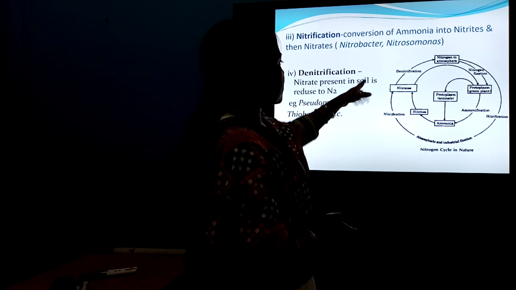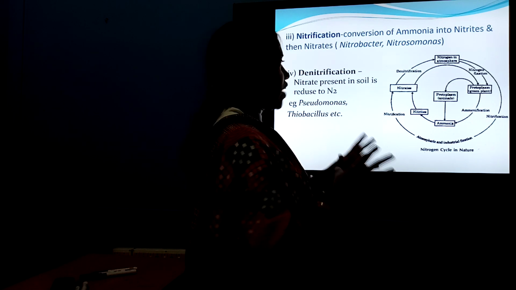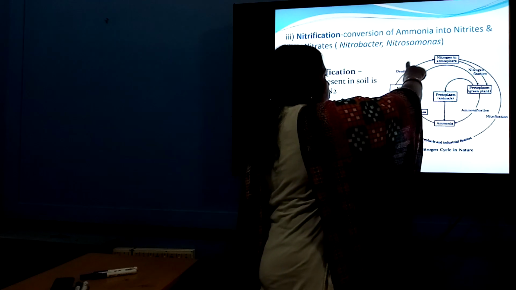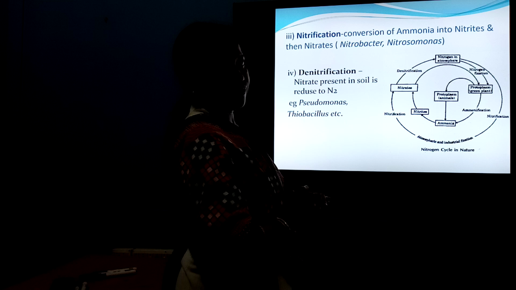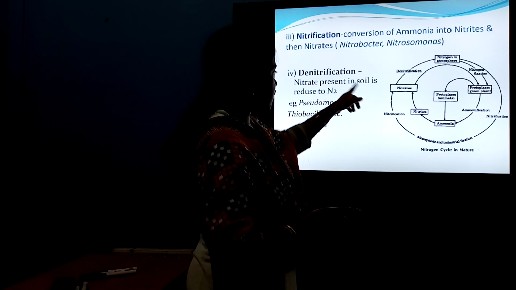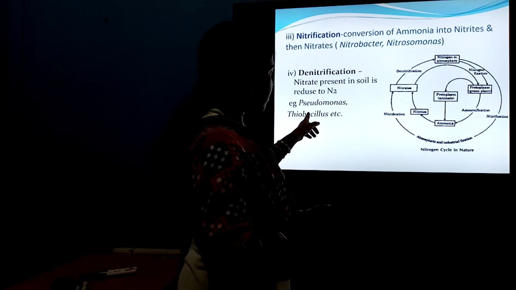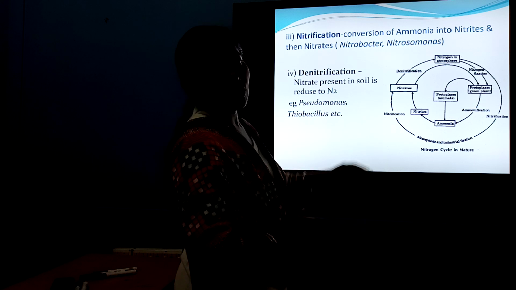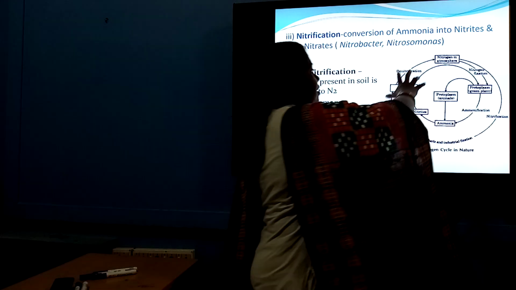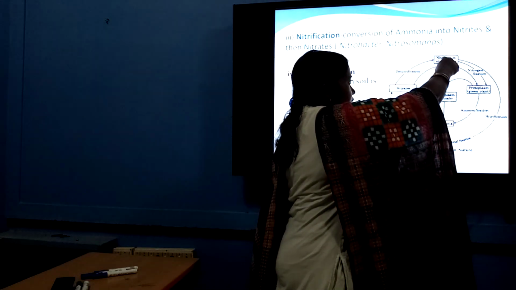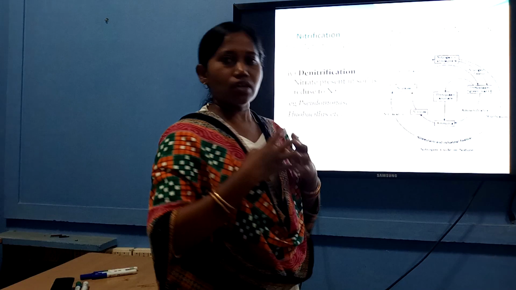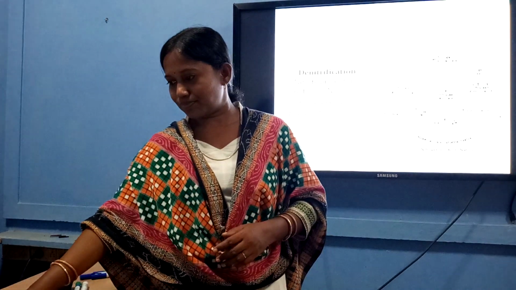The nitrate present in the soil is reduced to nitrogen, and that nitrogen flows back to the atmosphere. The nitrogen is released from the soil by the bacteria Pseudomonas and Thiobacillus. So in this manner there is a cyclic exchange of nitrogen between abiotic and biotic factors.